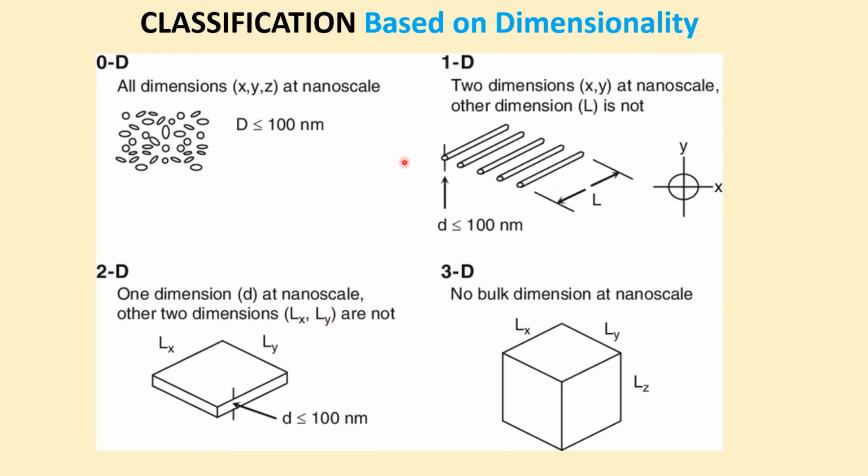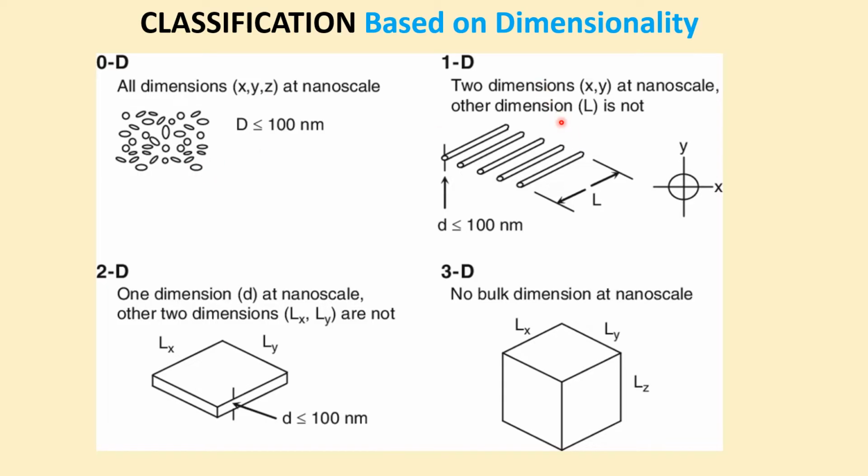So based on the dimension of the material, they are classified in 0 dimension, 1 dimension, 2 dimension and 3 dimension. And in 0 dimension, all the dimensions x, y, z are at nanoscale, and these should be less than 100 nanometer. Then this type of materials are known as 0 dimension material, and electrons are confined not to move in any direction, it is like a dot.